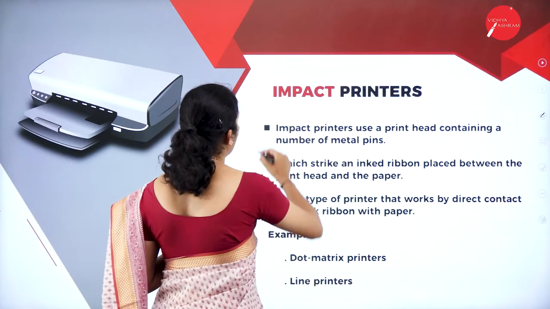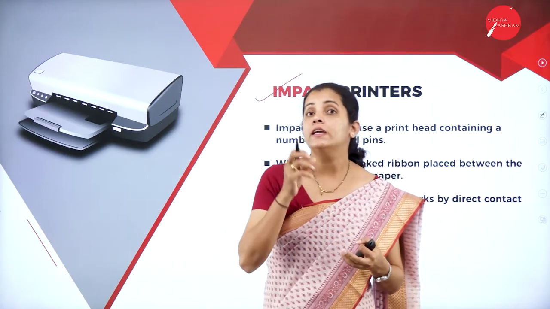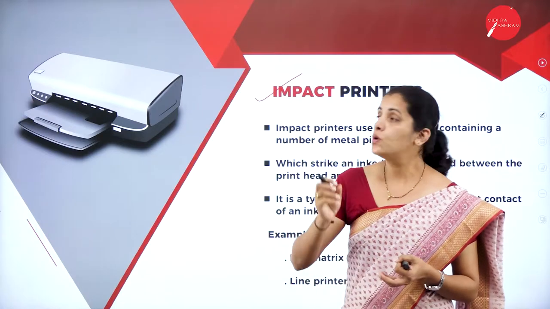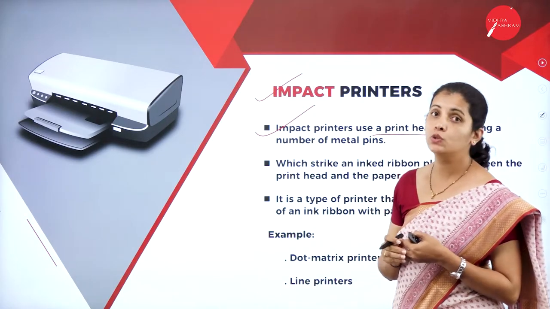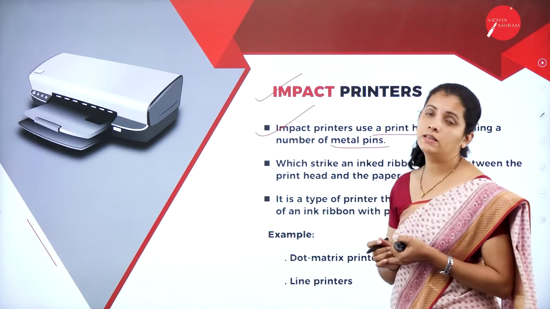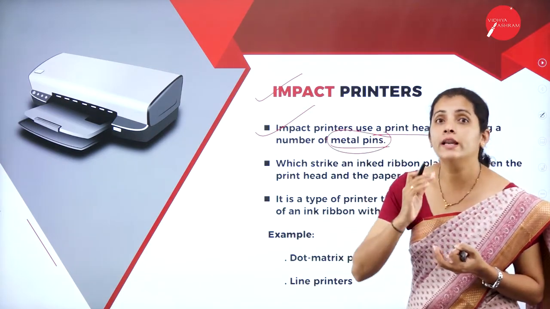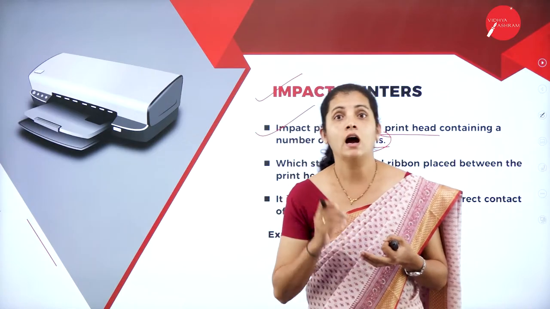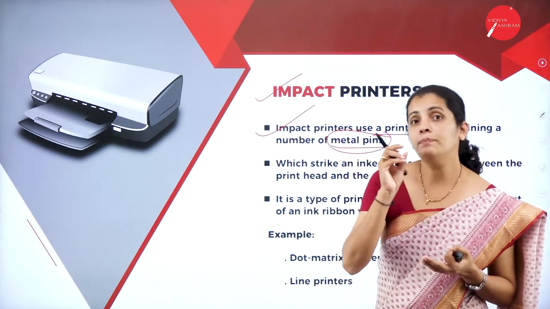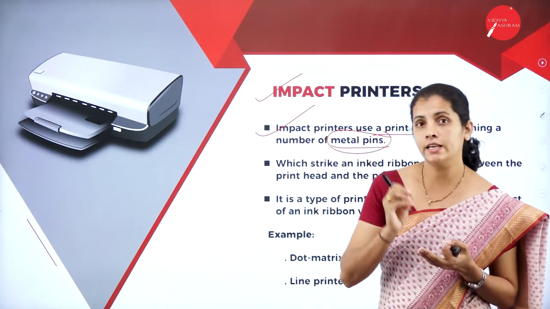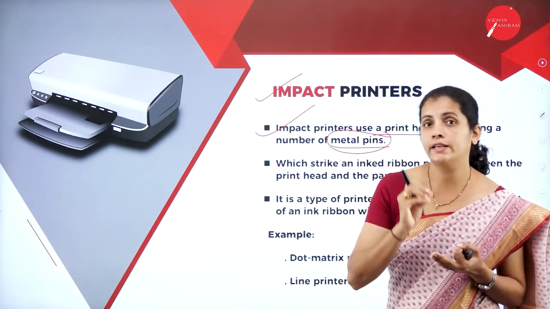Moving further, let's see what is an impact printer. The name itself indicates impact on the paper. Impact printers are printers that use a print head. I repeat, dear student, just remember that the impact printer comes with a print head along with metal pins. Then how can you print the character on the paper? When the metal pin on the print head hits the ribbon, at that time you can print the character on the paper.